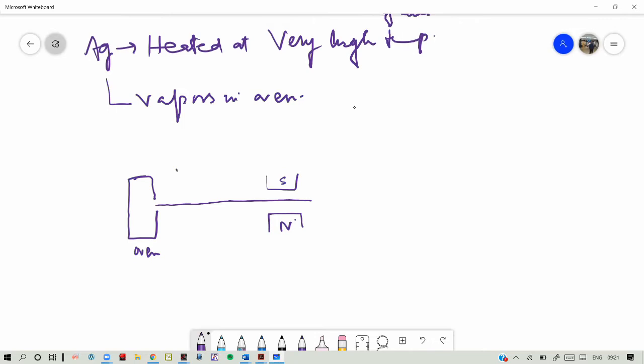And there is a slit here. There's a slit here. What will this slit do? It will collimate the beam of those silver vapors, actually silver atoms, and keep them in one direction. They will not spread out. So the slit was used there.